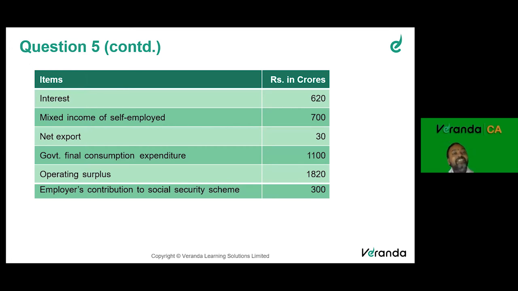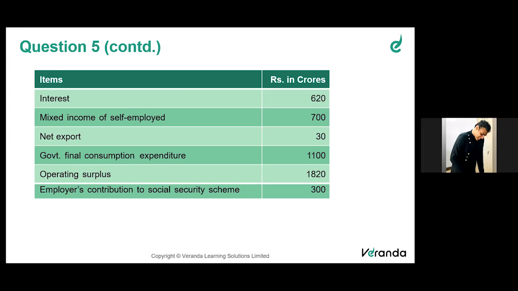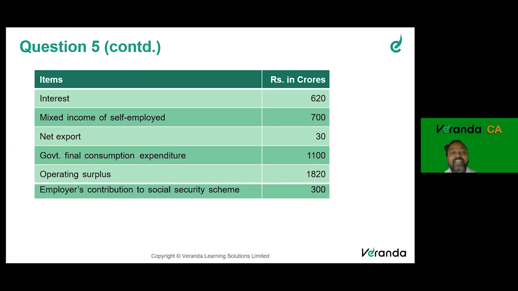Next comes mixed income of self-employed, 700 crores. Mixed income of self-employed means there is a person who is an entrepreneur. Self-employed here represents entrepreneur. And that person would be having some earned money, right? Whether that is considered in income or in expenditure. Income of a self-employed entrepreneur: income. Right. Yes, we have to consider that in the income method.